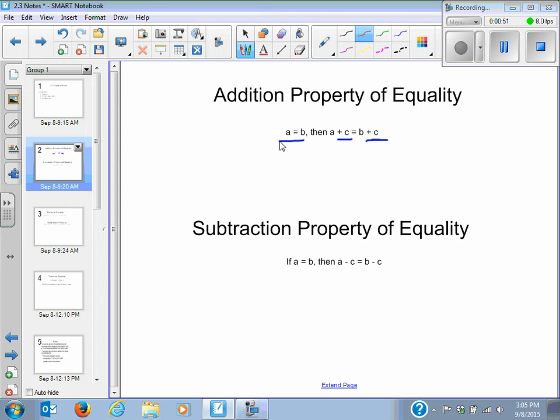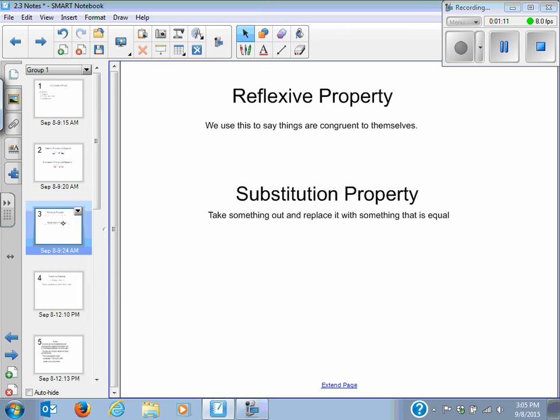So we have addition property of equality, subtraction property of equality. If A is equal to B, then you can subtract C from this side as long as you subtract C from the other side. That's that thing where we say if you do it to one side, you have to do it to the other. We're actually giving them formal names: addition property of equality when you add, subtraction property of equality when you subtract.